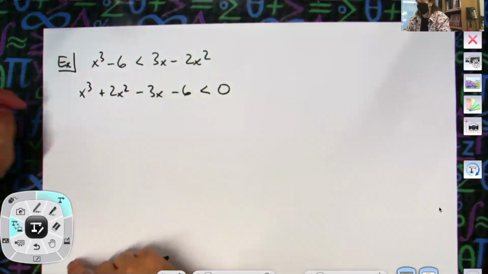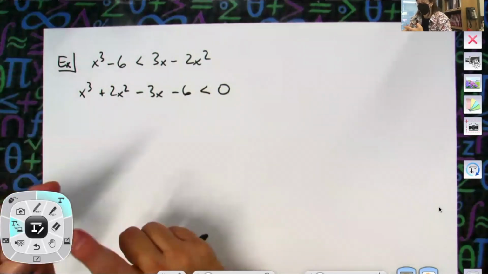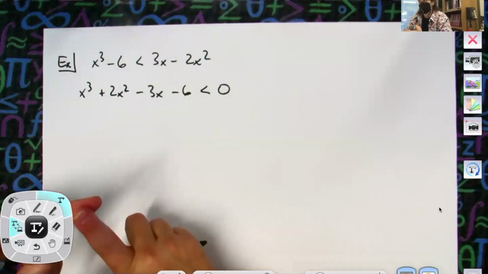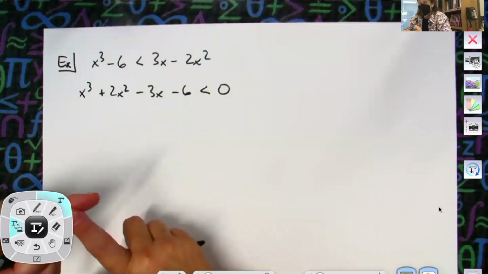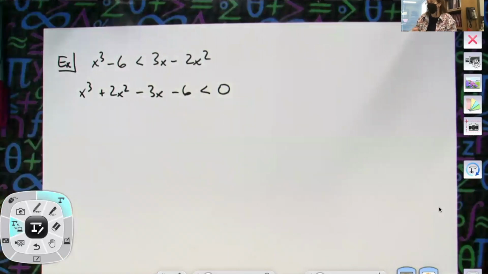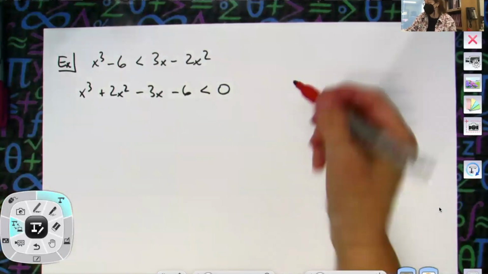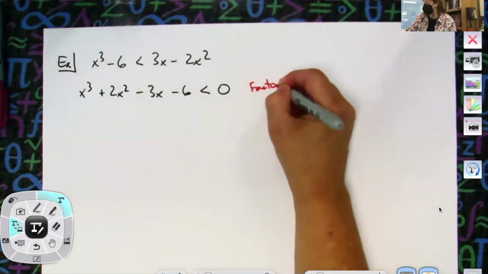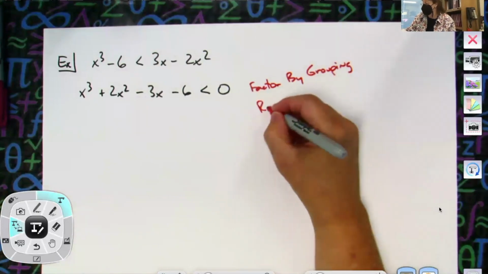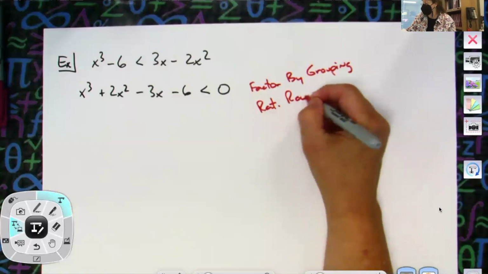Now it's got 4 terms in it. We've got to solve it. What's the first thing you're going to try to do to solve it? Factor by grouping. You're going to try factor by grouping. Cross your fingers and hope it works. If factor by grouping does not work, pick a God and pray. That works too. How about, do we remember the rational root theorem? So factor by grouping is your first choice, and then rational root theorem is the second one.